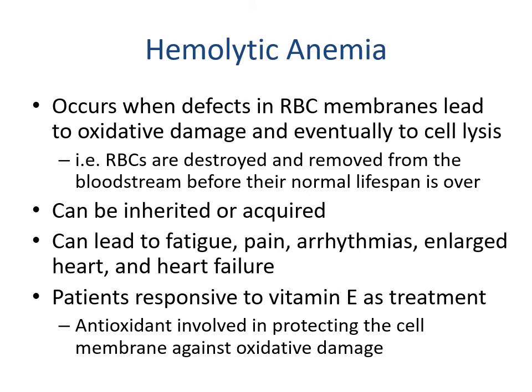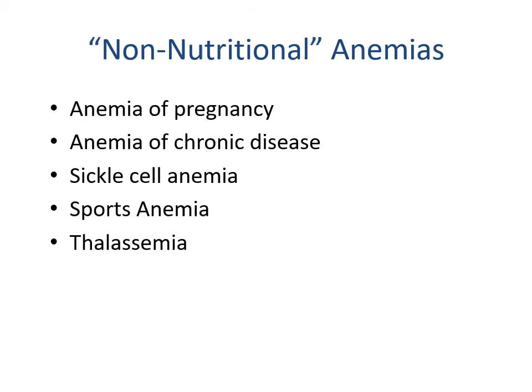Looking at hemolytic anemia. So this occurs when there are defects in the red blood cell membranes, and this leads to oxidative damage and to cell lysis, or cell breakdown, or the cells have in essence been cut open. So red blood cells are destroyed and removed from the bloodstream before their normal lifespan is over. Now, forms of this can be inherited or acquired, and this can lead to fatigue, pain, arrhythmias, enlarged heart, and heart failure. And so patients are responsive to vitamin E as a treatment. So the antioxidant involved protects the cell membrane against oxidative damage and increases the lifespan, right? So the blood cells had a shorter lifespan. We now, in essence, have reinforced their membrane, lengthening their lifespan, and reducing these symptoms, or in essence, reducing this hemolytic anemia.